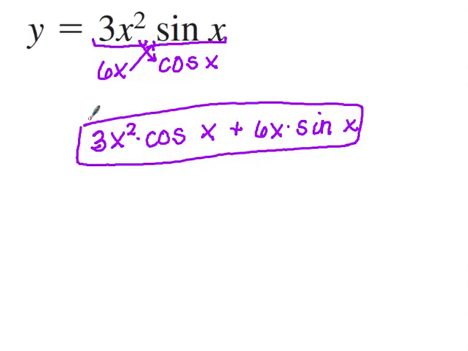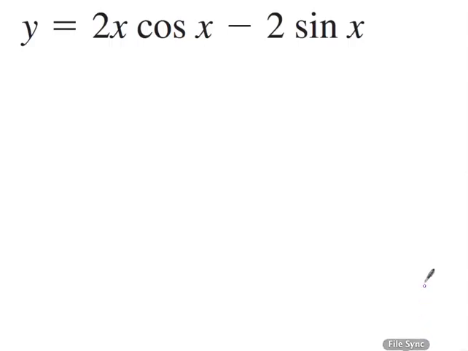Okay? So when you have trig functions thrown in there, you're going to have to use the product rule. So now we're going to look at the following. If you look at this one, I'm going to do the product rule on the 2x times the cosine x. So my terms are here and here. What's the derivative of 2x? 2. What's the derivative of cosine? Negative sine. So we're going to start by multiplying on the diagonal.